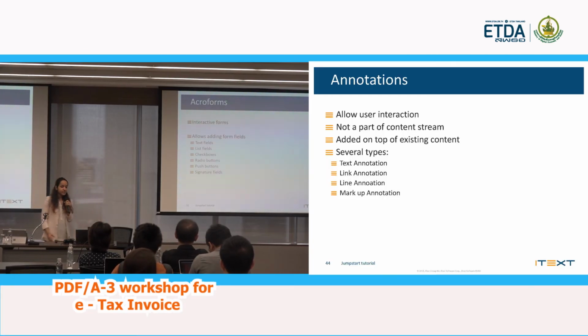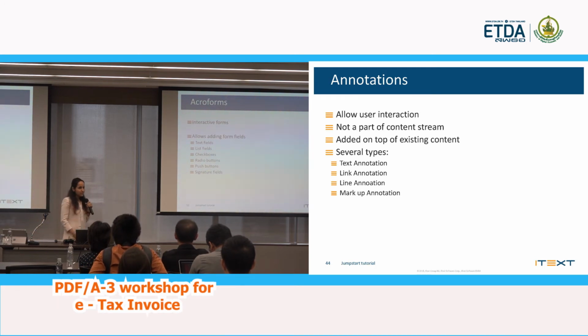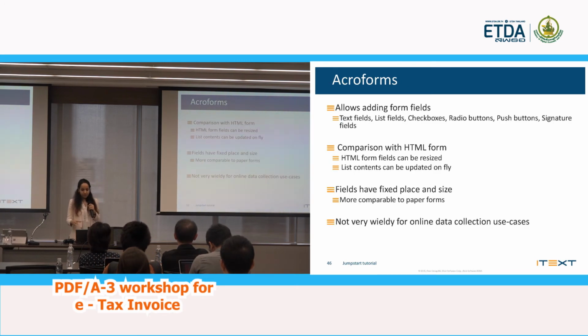So these are basically interactive forms. You can add text fields, lists, checkboxes, radio buttons, push buttons, signature fields. The first thing that comes to mind when you look at such a form is that it's quite similar to an HTML form. But HTML form fields are resizable, and you can update the list contents on the fly, whereas in the case of an AcroForm, the fields have a fixed place and fixed size. It is more comparable to a paper form.